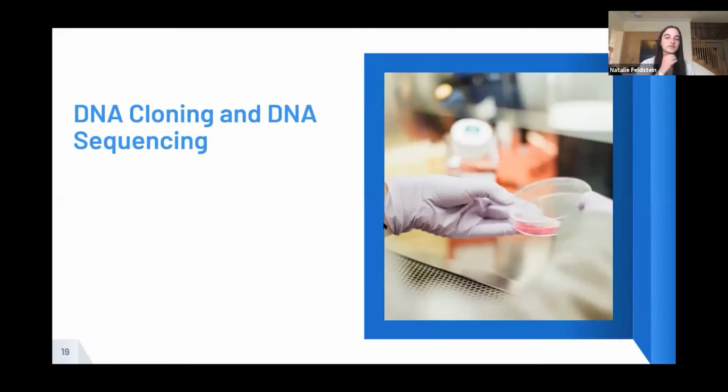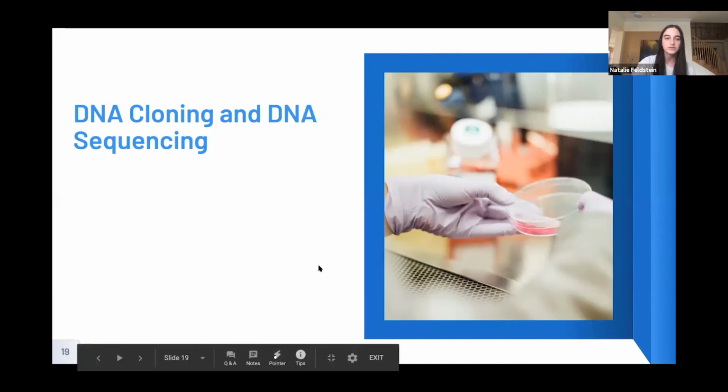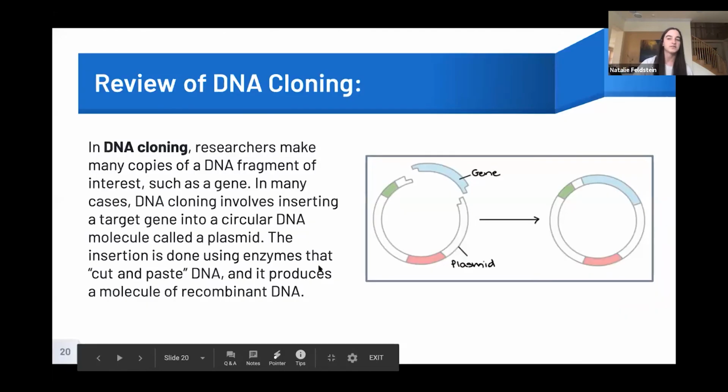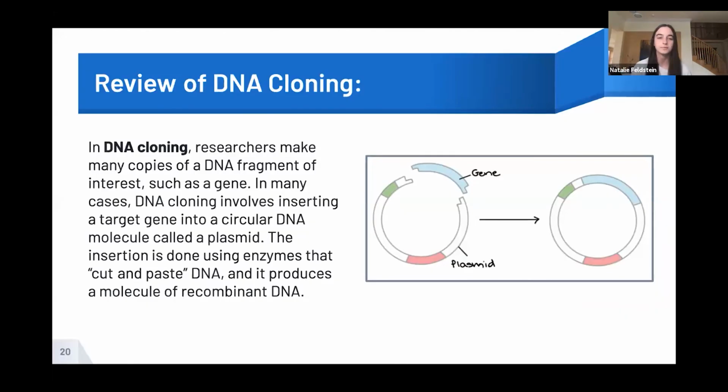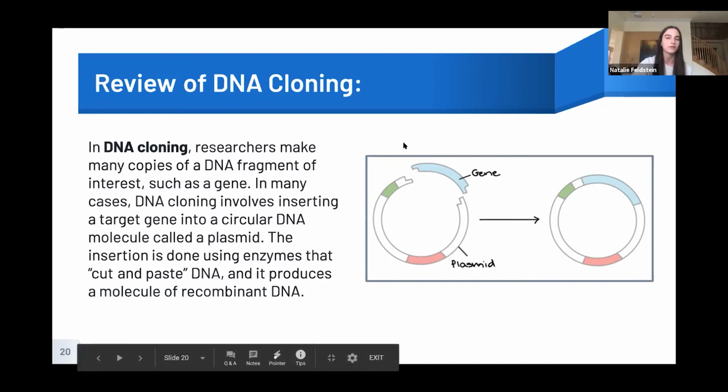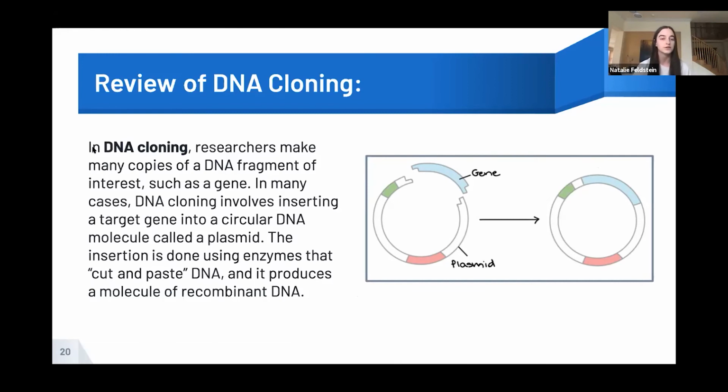Finally, the last couple of things we're going to discuss today are DNA cloning and DNA sequencing. Yesterday, you guys received a presentation on plasmids and DNA that gave you a quick overview of what DNA cloning is and what we use it for in science. You should have seen this picture in one of the earlier slides. Just a review: in DNA cloning, researchers make many copies of a DNA fragment of interest, such as a gene. In many cases, DNA cloning involves inserting a target gene into a circular DNA molecule called a plasmid, and this here is a plasmid.